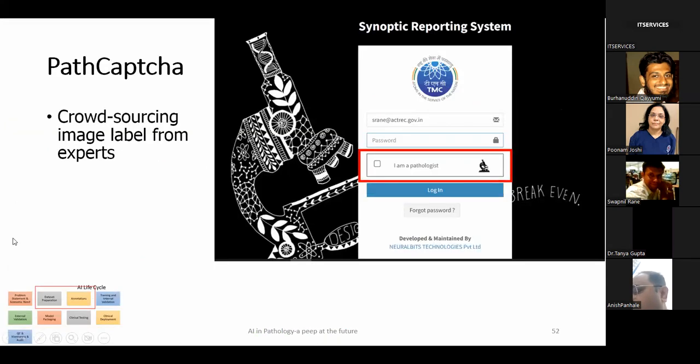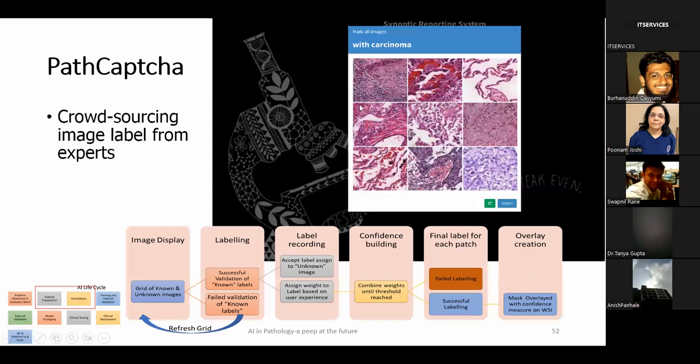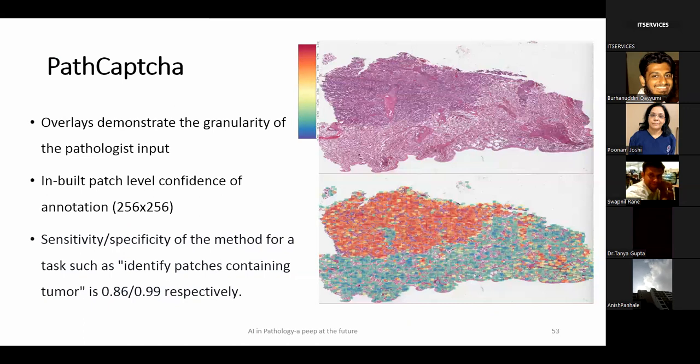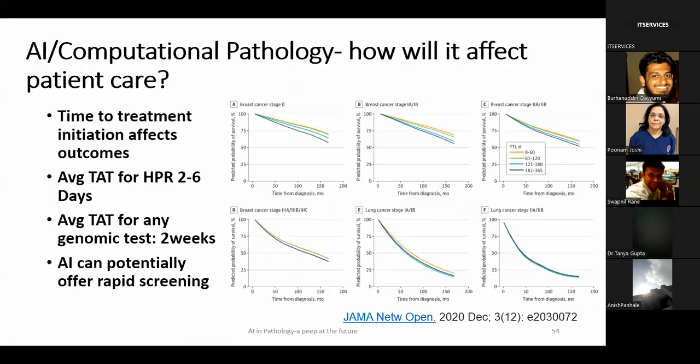This is also something that we have developed in-house, and we have deployed it on our reporting platform. You must have heard of our synoptic reporting. What it essentially does is, when a pathologist tries to log in, it replaces the Google reCAPTCHA with an "I am a pathologist" reCAPTCHA, which we have designed in-house. Instead of seeing buses and cars and stairs, we get pathology images with a question to be answered. All of this information, annotations led by a pathologist, is used to build the annotations and labels for the AI models that are being put into training.